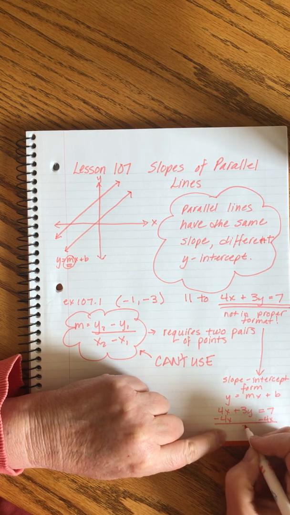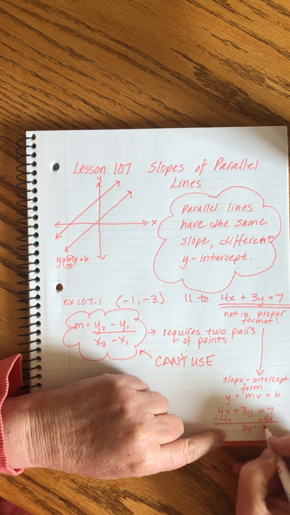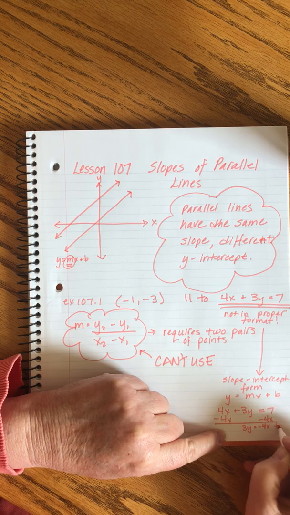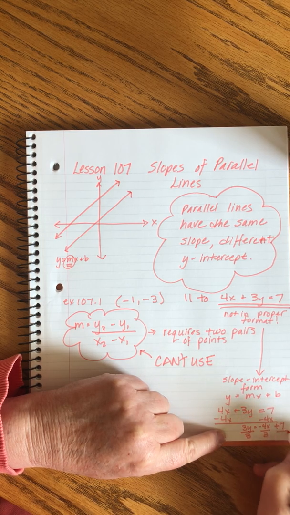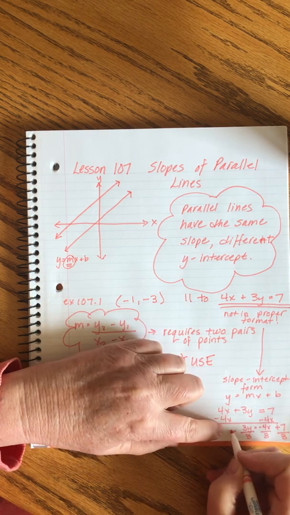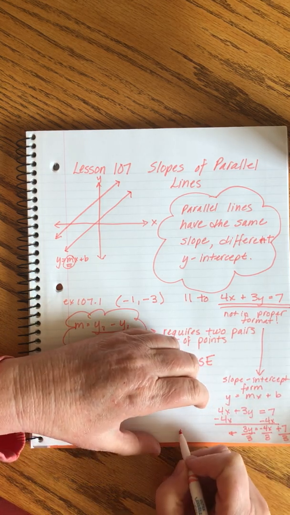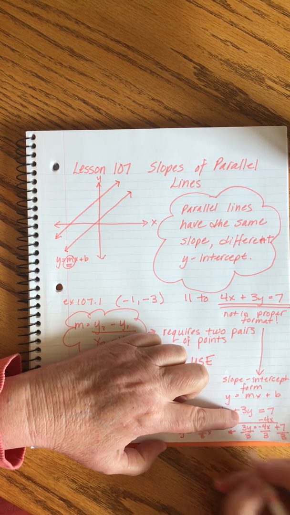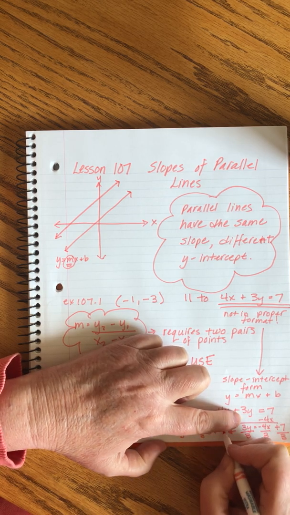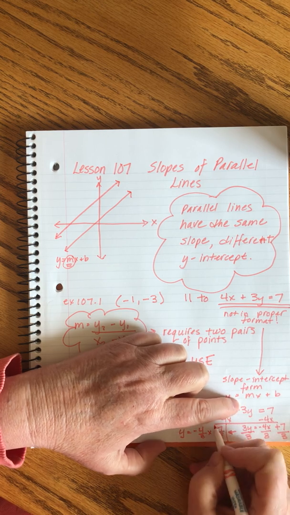That will give us 3y equals minus 4x plus 7. And then we want to divide everything by 3. So we get y equals minus 4/3 x plus 7 over 3. Don't let the fractions put you off.